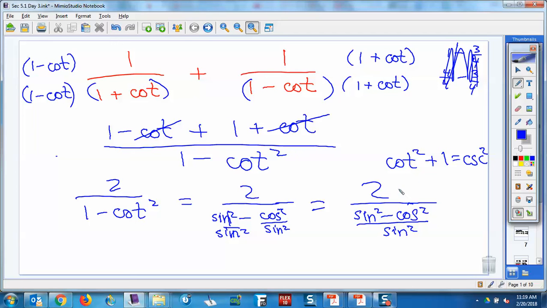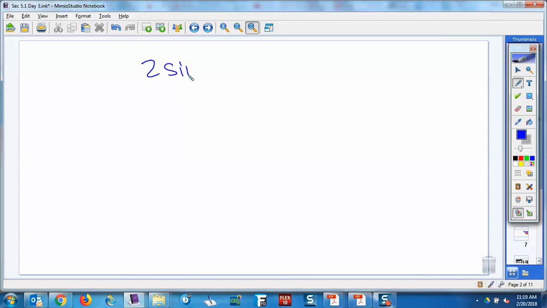All right, so now I can flip this up here, and now I got sine squared on top, and sine squared minus cosine squared on the bottom, right? So the 2 is going to be on top of that. I'm going to go to a new page here. So I got 2 sine squared over, and what was it? Sine squared minus cosine squared, right? I got that right there.